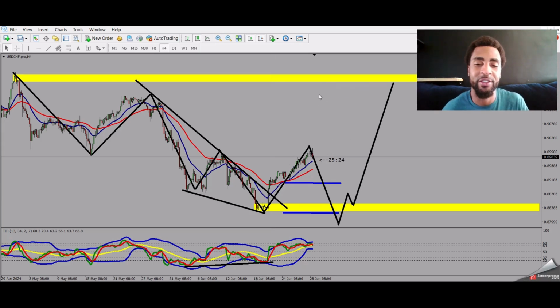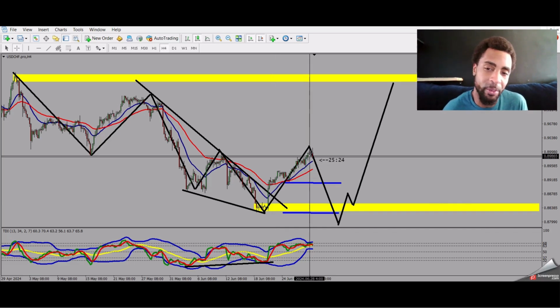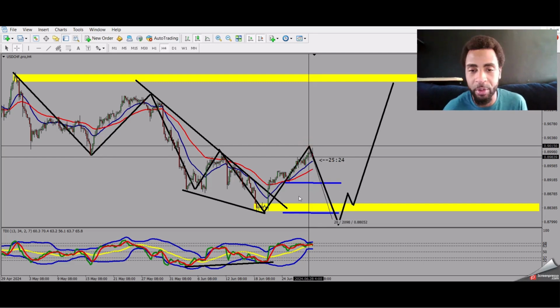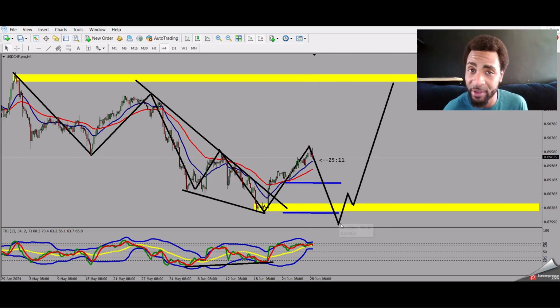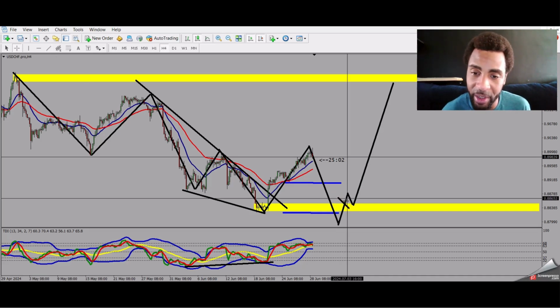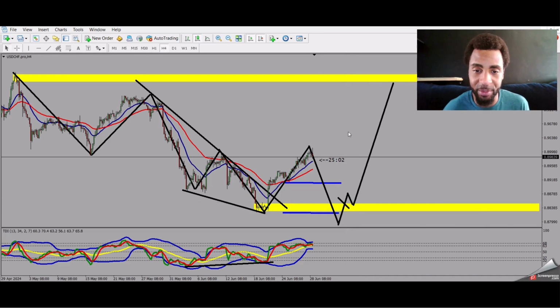Criteria one, downtrend. Criteria two, divergence. Criteria three, a break of structure. Criteria four, pullback, huge stop take, huge liquidity run. We're running for liquidity. Criteria five, a reversal at the point back into structure. And then we can place a trade here and put our stops here.